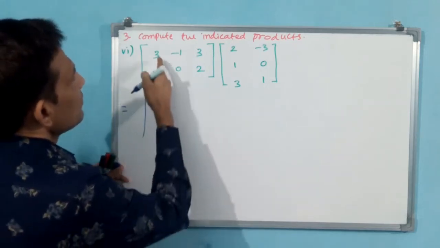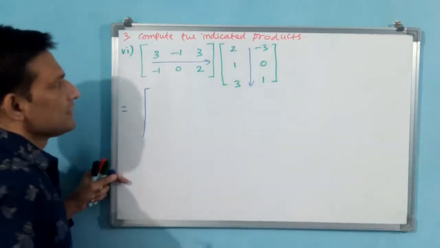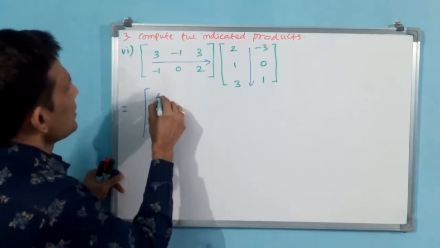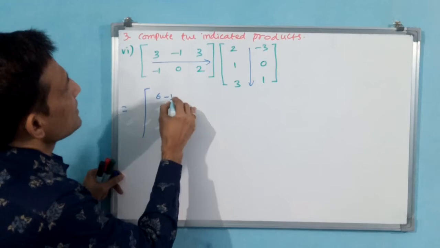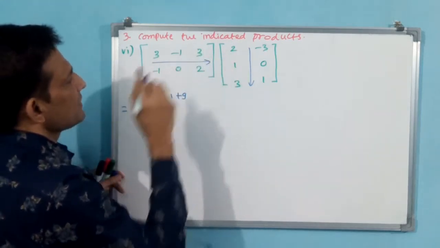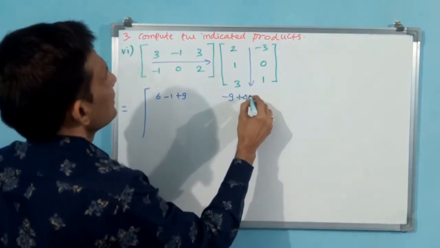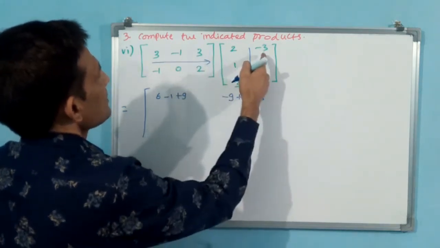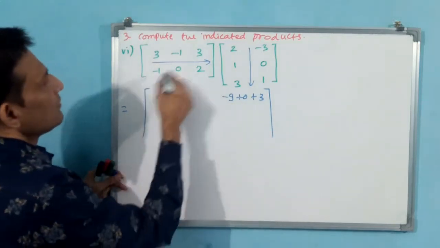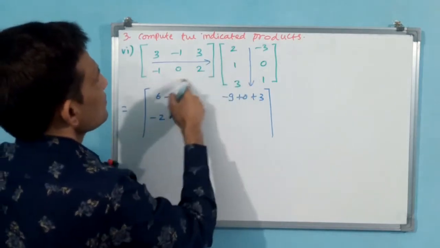Okay, now 3 into, see, we have to write arrows. We should not miss this. Okay. Now 3 into 2, 6, minus 1 plus 9. You see 6 minus 1 plus 9. Okay, next minus 9, 0 plus 3. Okay, minus 2 plus 0 plus 6.